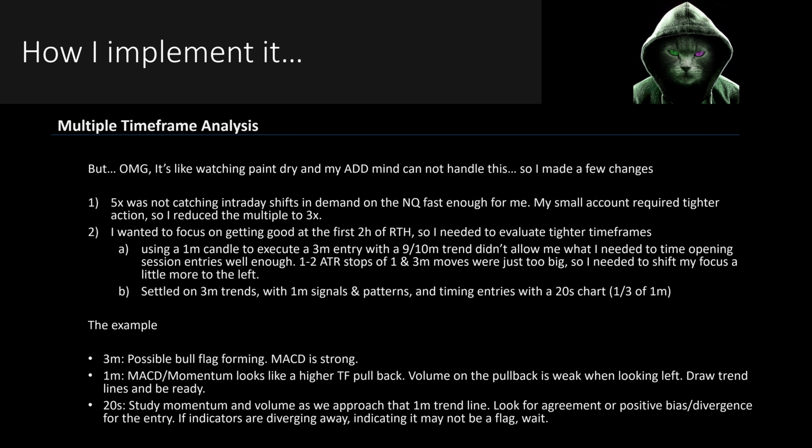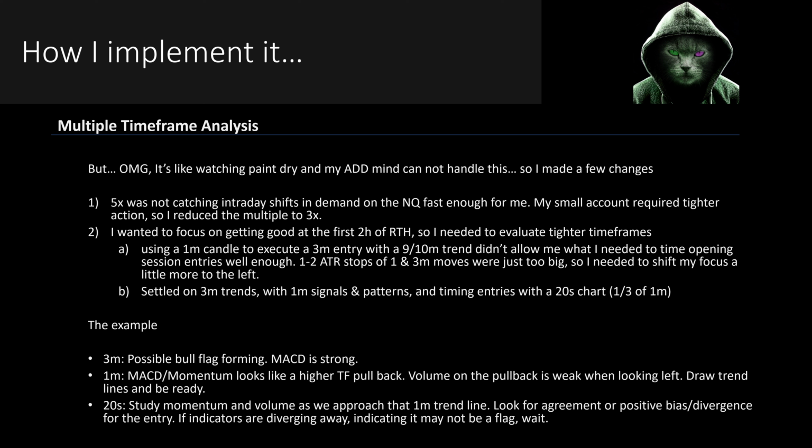And so an example of that is, anyone who's watched me trade, I'll say something like, it looks like we may have a 3 minute bull flag forming here. MACD is still strong. Then I look at my middle chart, 1 minute. MACD momentum looks like a higher time frame pullback, meaning my higher time frame momentum is still good and strong. My intermediate, my middle time frame is showing a little bit of a pullback. The volume may not be pulling back as heavy as price retreats.